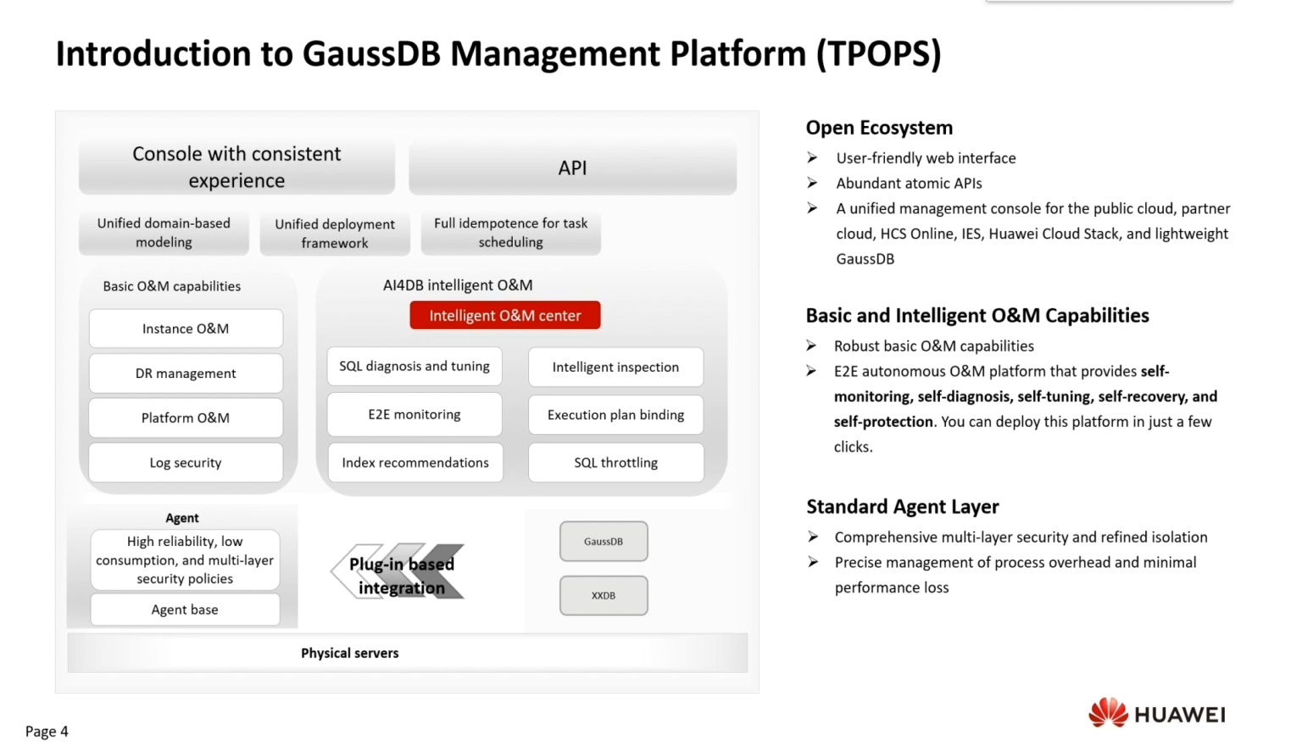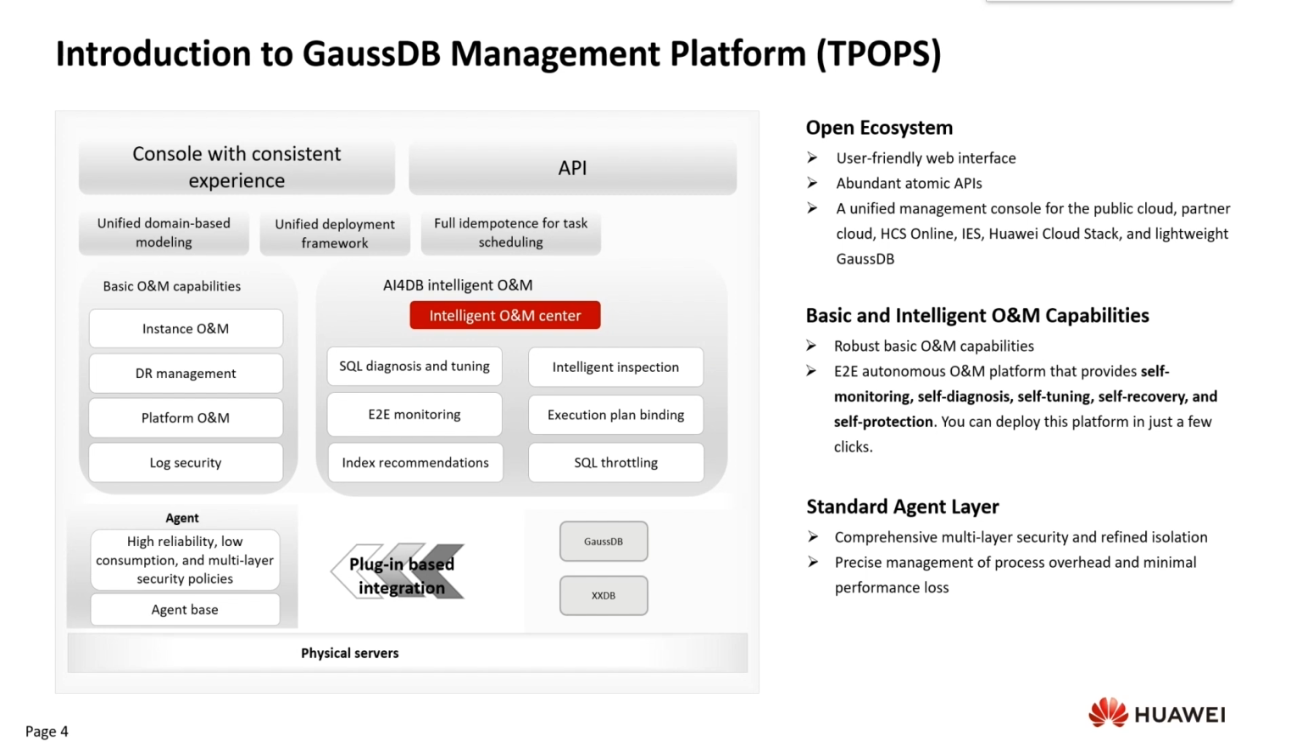AI for DB. Intelligent O&M is an autonomous O&M system with improved performance optimization, circle tuning, and exception diagnosis based on AI for DB capabilities. It covers self-monitoring, self-diagnosis, self-tuning, self-recovery, and self-protection functions, such as circle diagnosis and tuning in seconds, intelligent inspection, E2E monitoring display of the full link execution of circle statements on CNs, on DNs, such as the execution duration, internal database invoking, and key weight events, index recommendations, and circle throttling. It can be deployed in just a few clicks, and helps O&M personnel resolve O&M pain points.